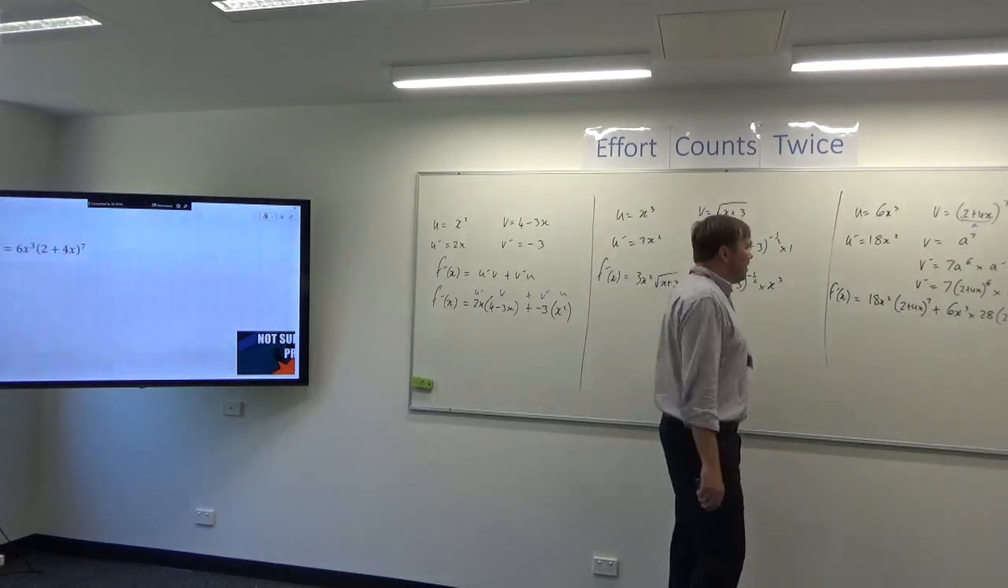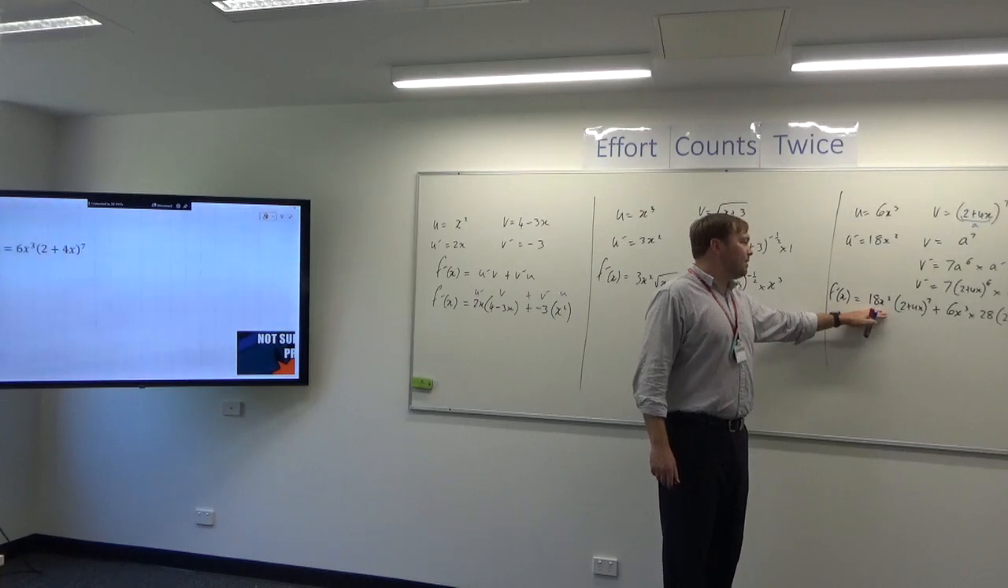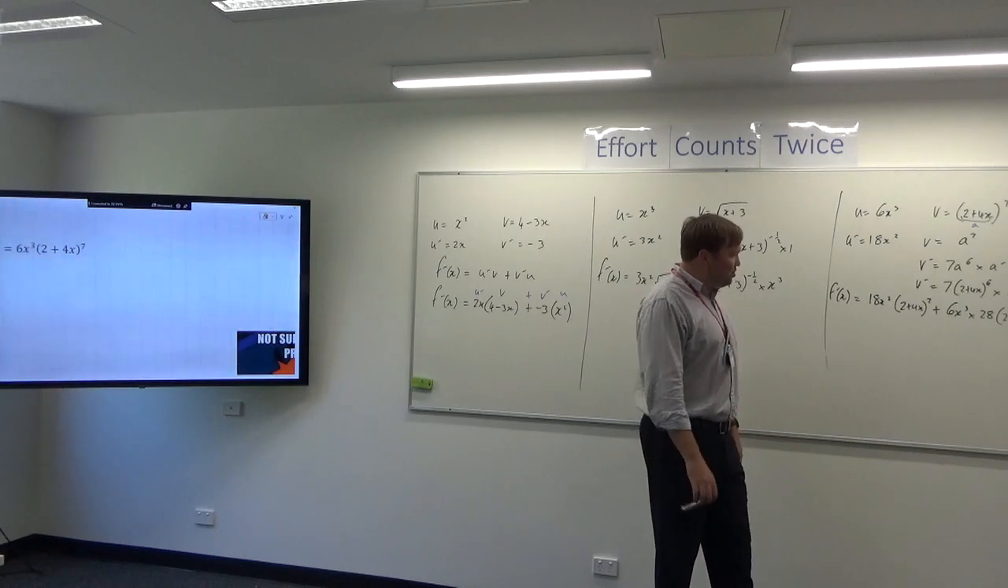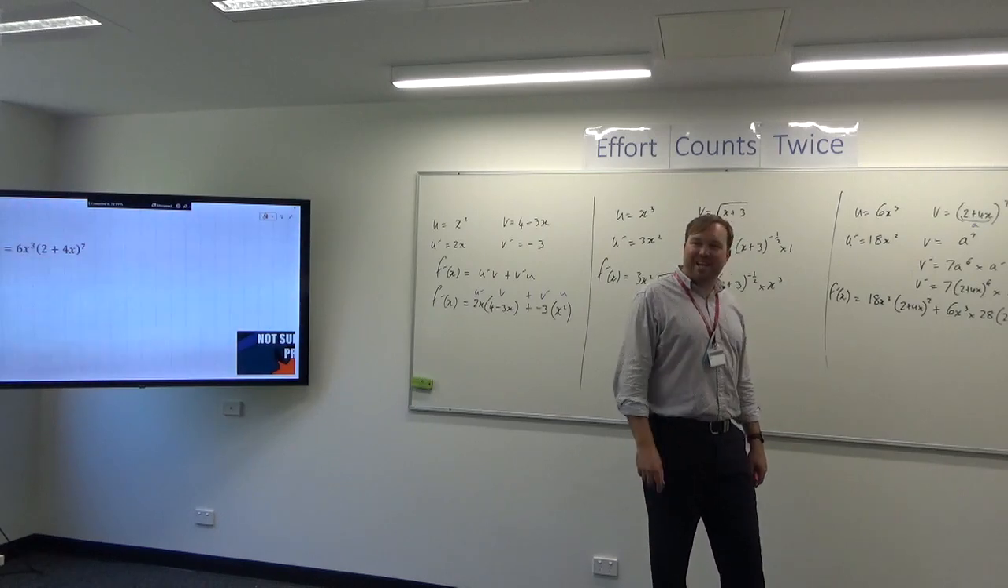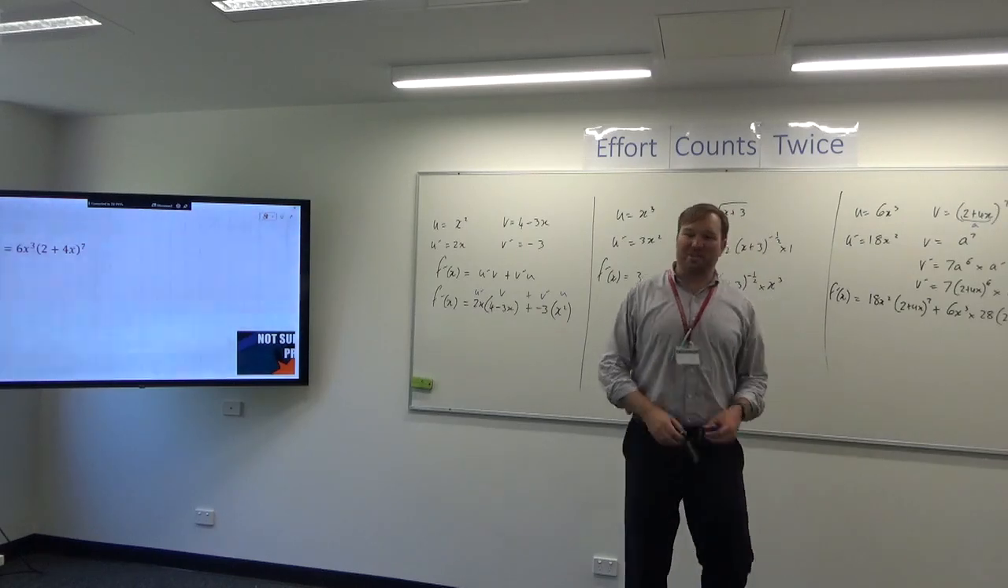And do we need to simplify it? No, you wouldn't need to simplify that. I mean, I guess you could factorize out a 6x squared bracket 2 plus 4x to the power of 6. You could take a large common factor out the front if you felt like it. Sure, no, I don't think it's really needed though.